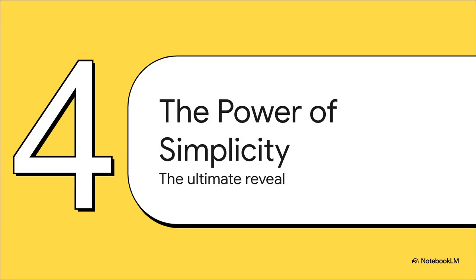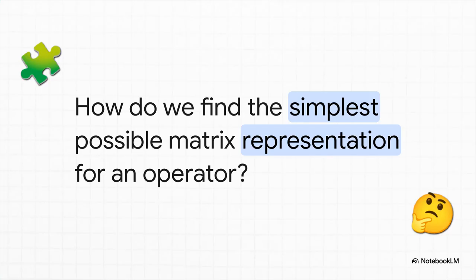Okay, so we found the code, we used the polynomial key to crack it, we found our eigenvalues and eigenvectors. Why did we do all of this work? What's the ultimate prize for all this? Well, let's set the stage. If you just write down an operator using a normal coordinate system, you usually get a matrix that's just a jumble of numbers. It's messy.